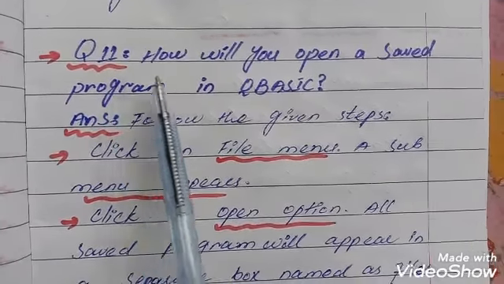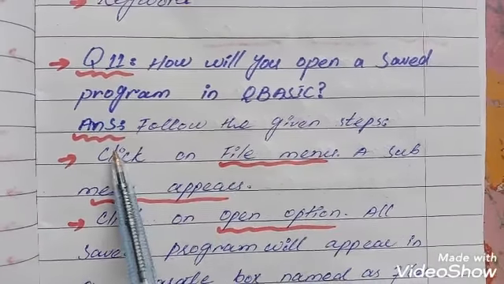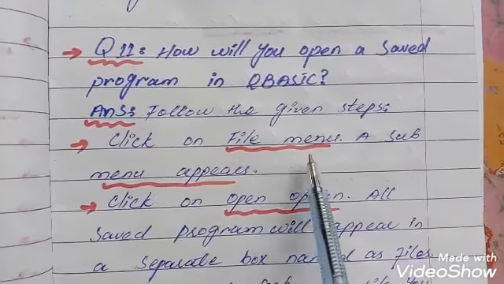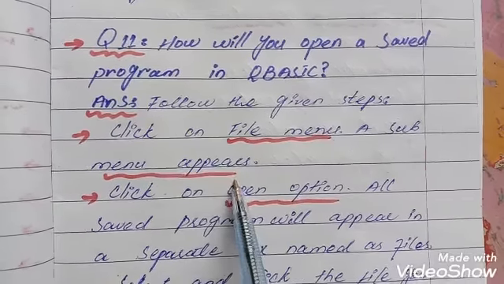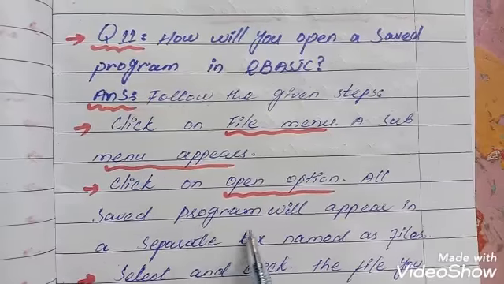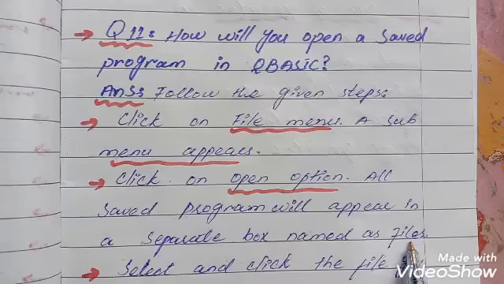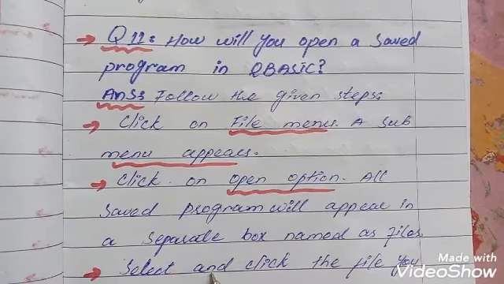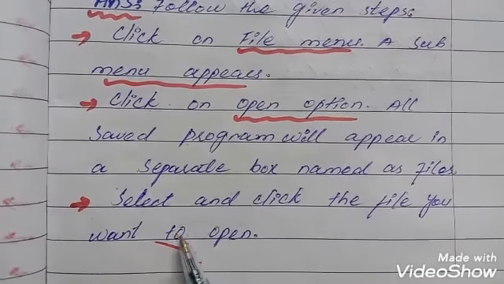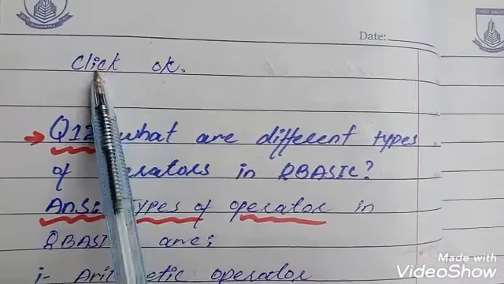Question number 11. How will you open a saved program in QBasic? Answer. Follow the given steps. Click on File menu. A sub-menu appears. Click on Open option. All saved programs will appear in a separate box named as Files. Select and click the file you want to open. Then click OK.